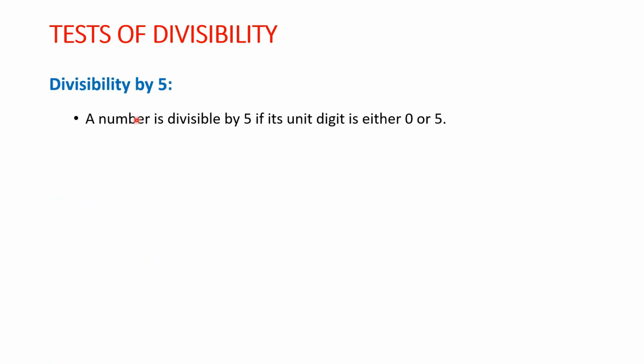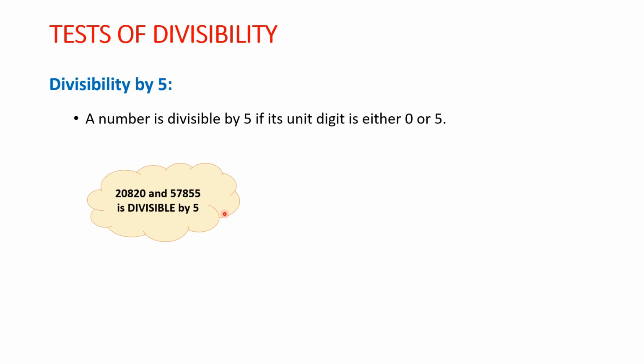Divisibility by 5. A number is divisible by 5 if its unit digit is either 0 or 5. Therefore, to find whether a number is divisible by 5 or not, we have to check the unit digit. If the unit digit is either 0 or 5, then it is divisible by 5. Otherwise, it is not divisible by 5.